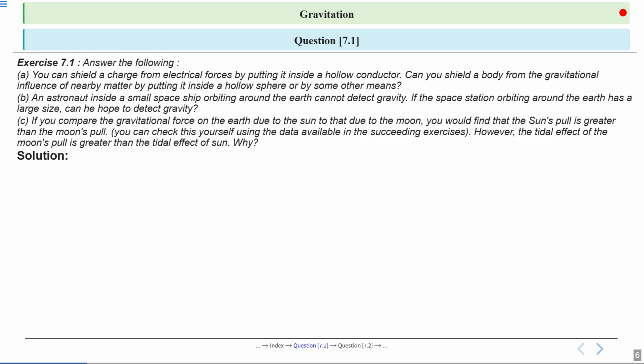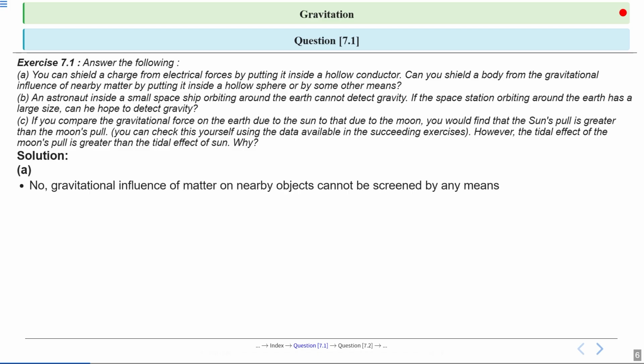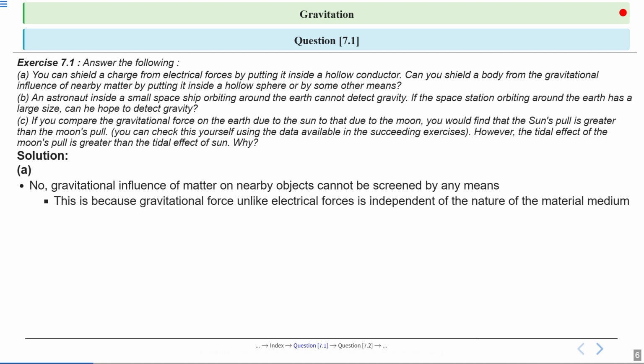Now we are going to solve each part one by one. So A, the answer is no. Gravitational influence of matter on nearby objects cannot be screened by any means. This is because gravitational force, unlike electrical forces, is independent of the nature of the material medium.